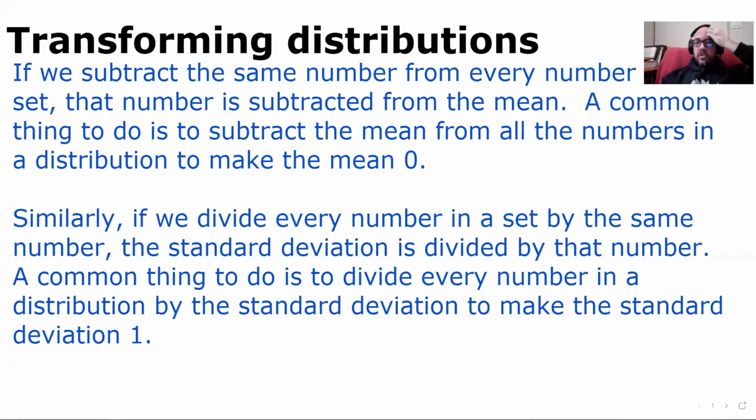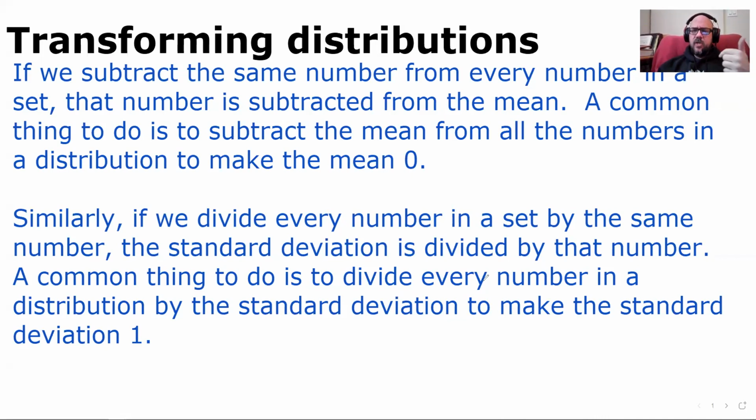So it's about transforming distributions. If I have a set of numbers and I take away the same number from everything in that set, the mean of that set has the same number taken away from it, which I hope makes sense. I'll demonstrate in just a second using sheets. But a similar thing happens with the standard deviation: if we divide everything by a number, the standard deviation gets divided by that number.